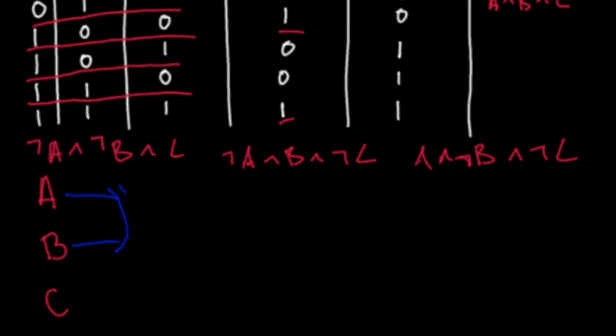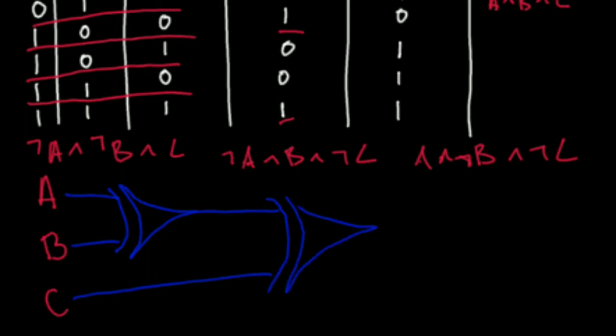Please again forgive me for my poor drawings. Looks like a pretty good exclusive OR gate. And now I'm going to take this, and I'm just going to take this and exclusive OR them together. And then hopefully our result should be A plus B.